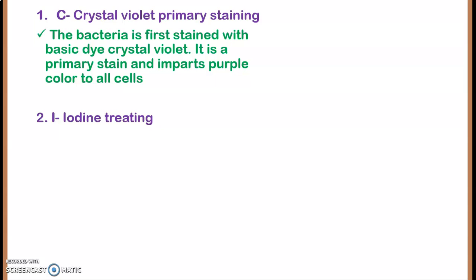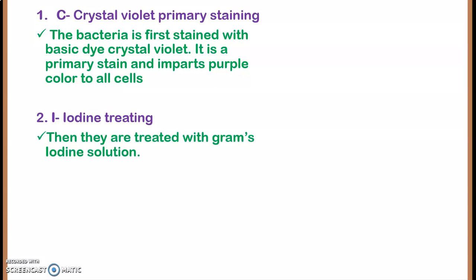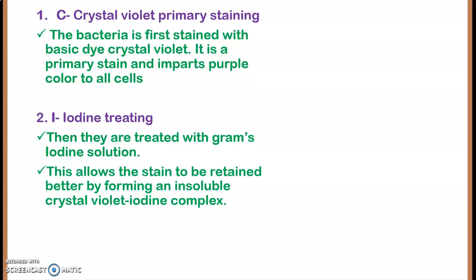The next is the iodine treatment. Then the cells are treated with Gram's iodine solution. This allows the stain to be retained better by forming an insoluble crystal violet iodine complex. So this complex is insoluble.